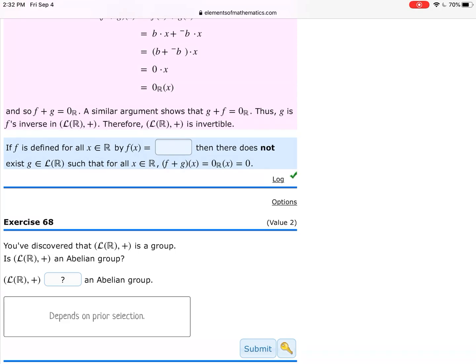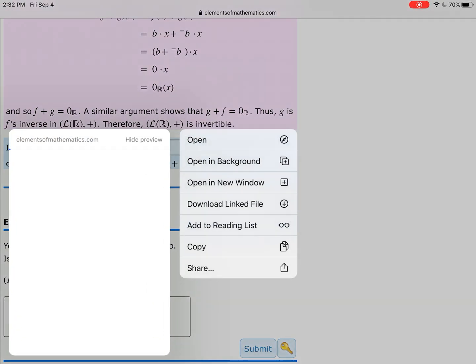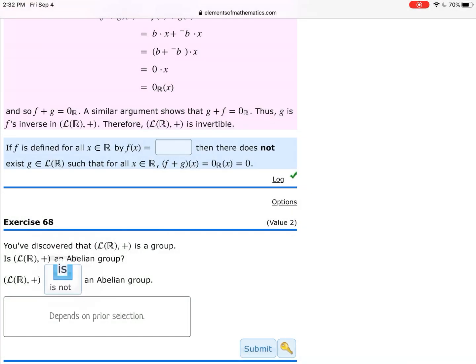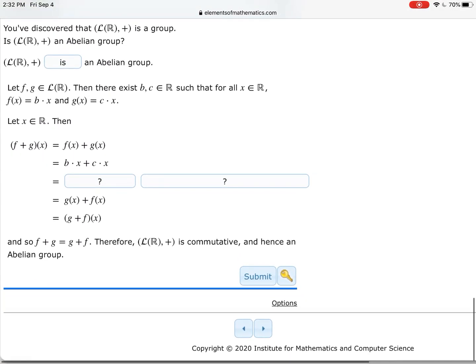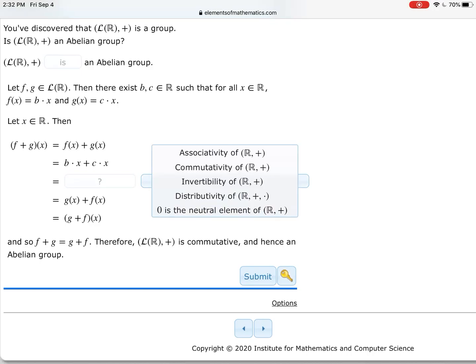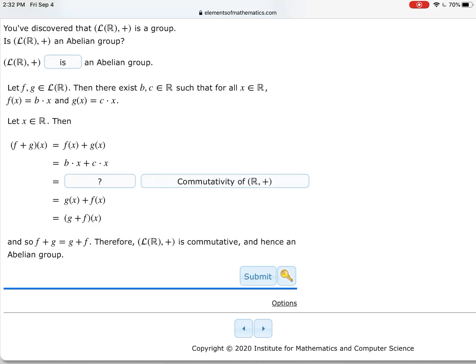On exercise 68, you've discovered that we have a group, right? And so now you're asked, is it an abelian group? In fact, it is. It's doing it again. There we go. It is an abelian group. Here we go. Because remember what abelian means, right? It's commutativity. So almost immediately you should just go straight to commutativity of addition.